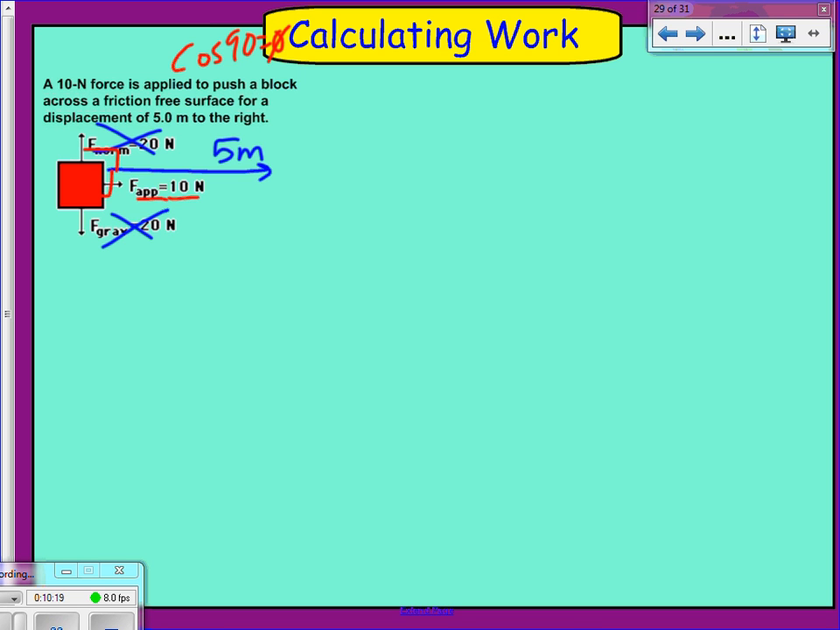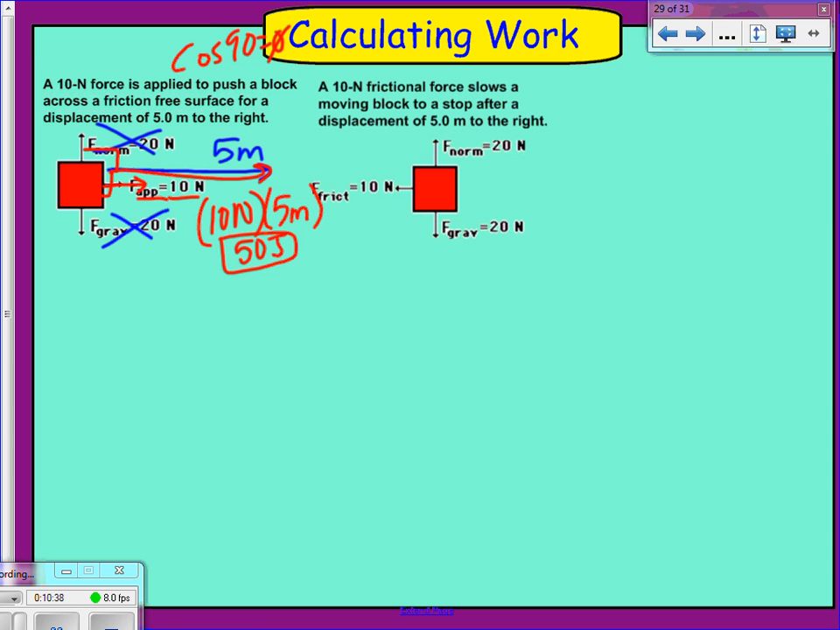The applied force is 10 newtons, the displacement is 5 meters, and since they're both going in the same direction, that means my theta is 0, which means my cosine of 0 is 1. So my joules is just going to end up being 50 joules. So 50 joules of work was done by the applied force. Now let's look at another example.